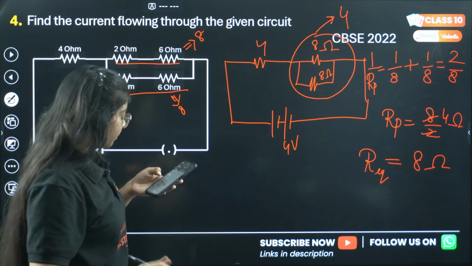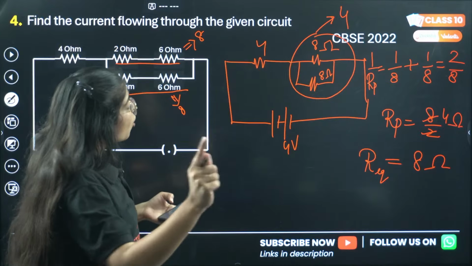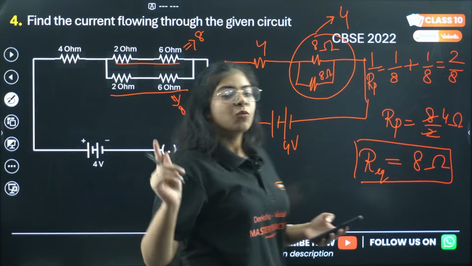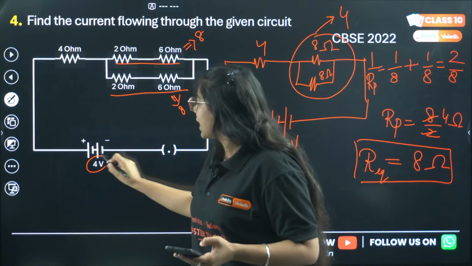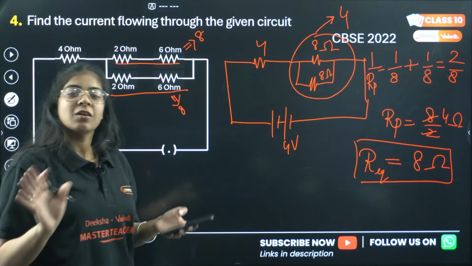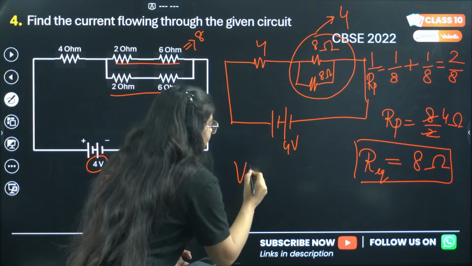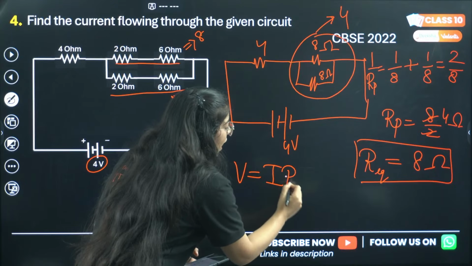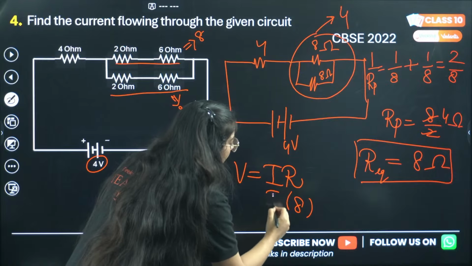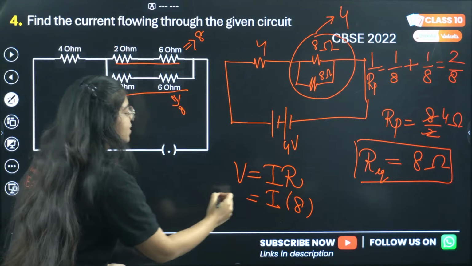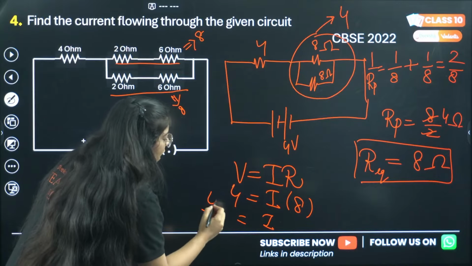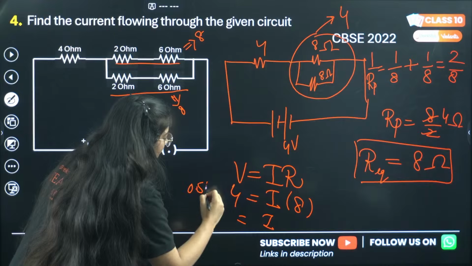Now we have the equivalent resistance as well as the voltage in the circuit. Now every single person will know one law by heart, which is Ohm's law. Ohm's law says V equals I into R. We have R, we'll put it. We need to find I, and we have voltage as 4. So I equals 4 divided by 8, which is 0.5 ampere.